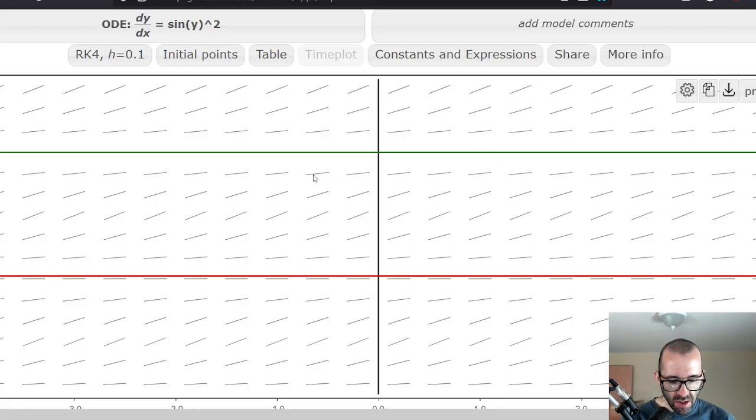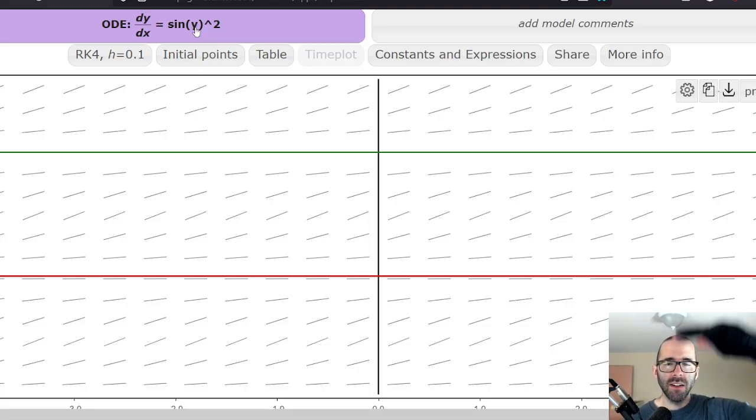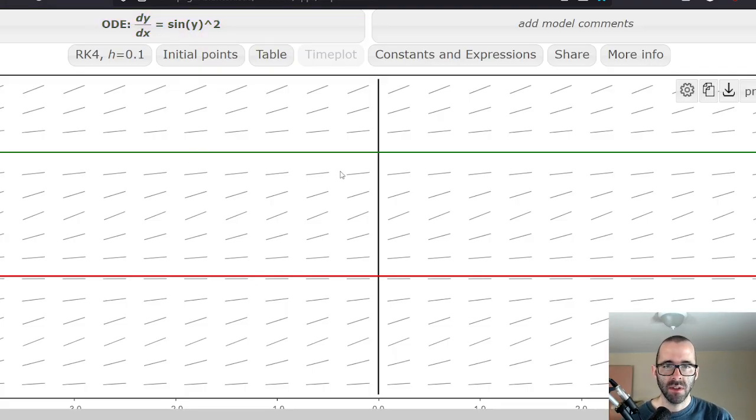I mean, okay, let's look at this slope field again, a slightly different version. Sine of y squared. It has some equilibrium solutions. It has a ton of equilibrium solutions, right? Every pi k really, we have equilibrium solutions.